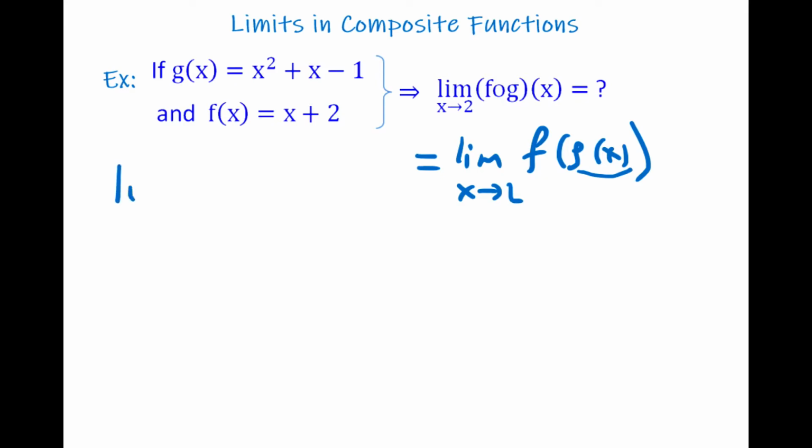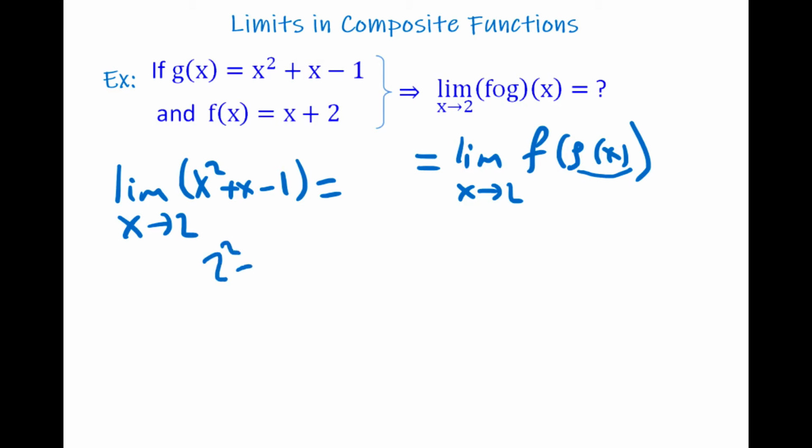So let's find limit when x goes to 2 of g of x, which means x squared plus x minus 1, guys. And that is equal to what? Well, we can just easily evaluate this limit by just putting 2 instead of x. That's all what we're going to do here. And once we do it, we're going to have 2 squared plus 2 minus 1. And that is going to be 4 plus 2 is 6, and minus 1 is going to be 5.